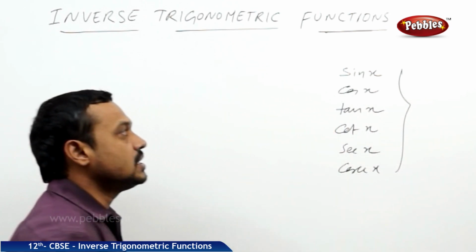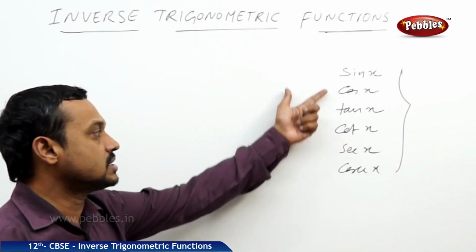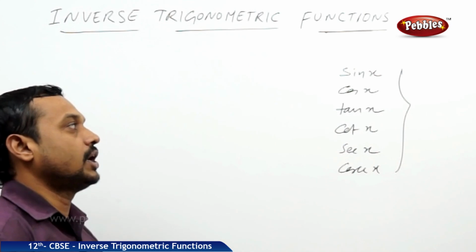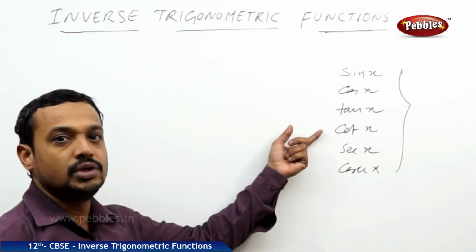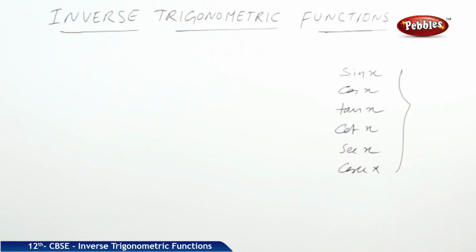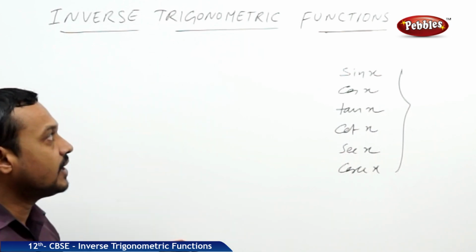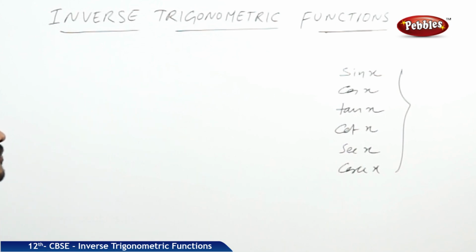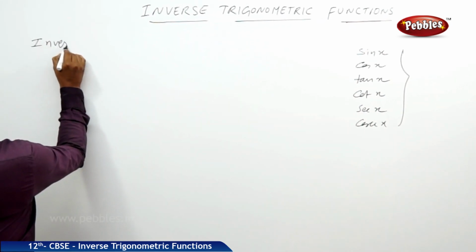Now these 6 functions are called trigonometric functions. Now we are going to find inverse of these functions. For that, let us define the inverse of a function. First of all, what is the inverse of a function?